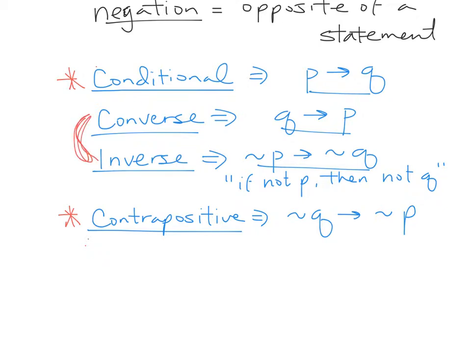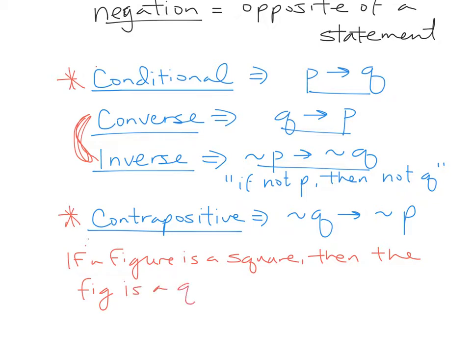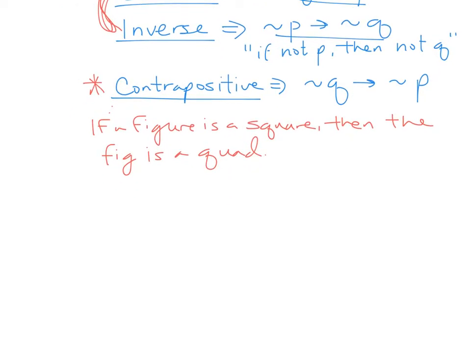Okay, so let's say I said if a figure is a square, then the figure is a quadrilateral. Okay, so that's my conditional statement. That's my first statement. If a figure is a square, then the figure is a quadrilateral. Is that true? Yes. If it's a square, it's got to have four sides, right?